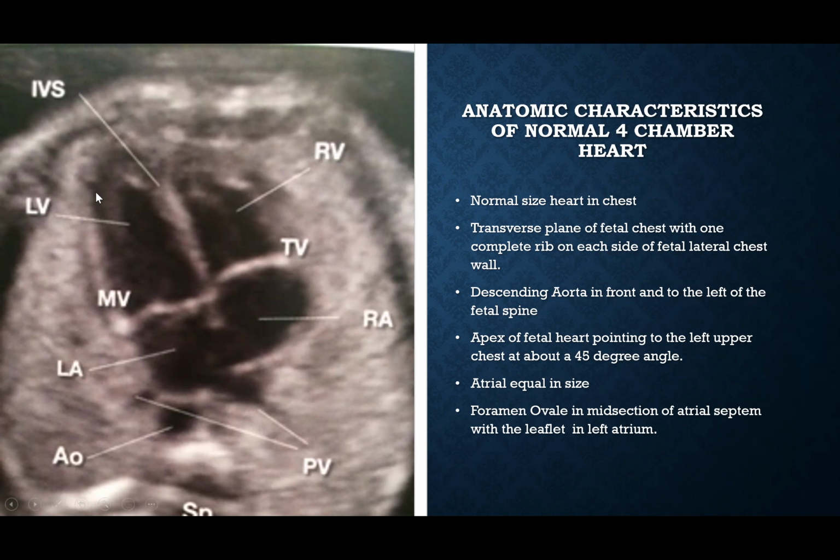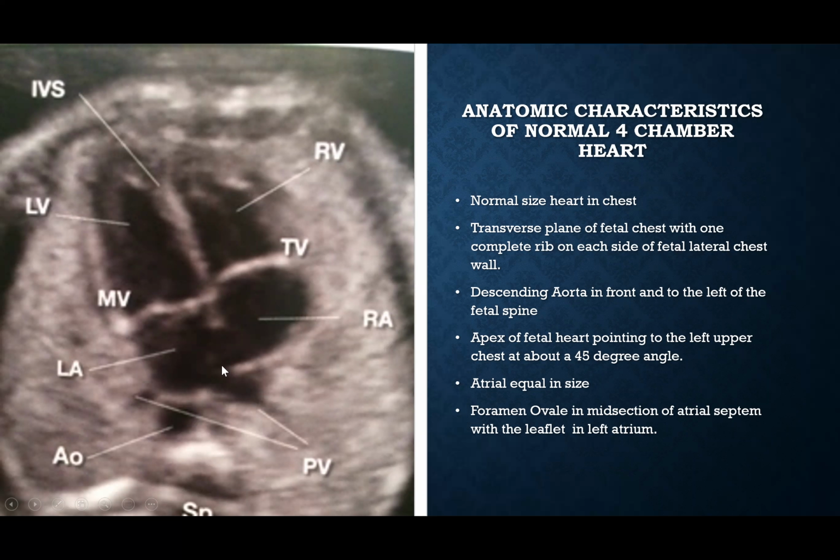So when I'm looking, then I go up to my four-chamber heart. I want to see a normal sized heart. A normal sized heart occupies about 1/3 of the chest. I want to see the aorta in front of the spine on the left side. I want to see the apex of the heart pointing 45 degrees.